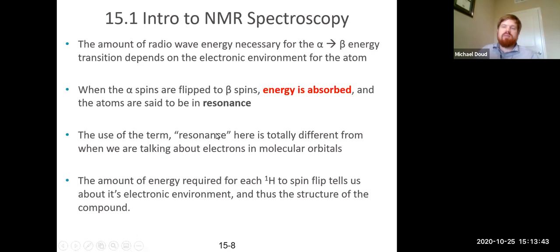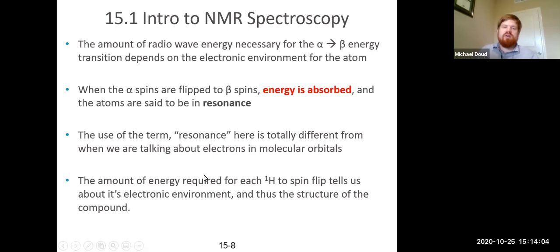Just keep in mind, this type of resonance is not the same as the resonance of the molecular orbitals, like what we studied in chapter 2. This is just a resonance, like a resonating nuclear spin going back and forth. So don't think of it in terms of resonance like what we talked about before. This is a different type of resonance.